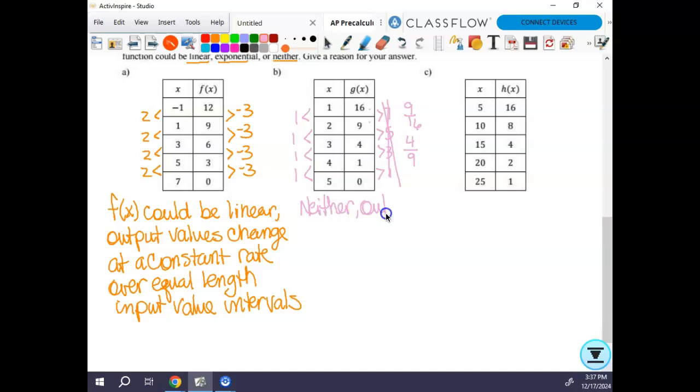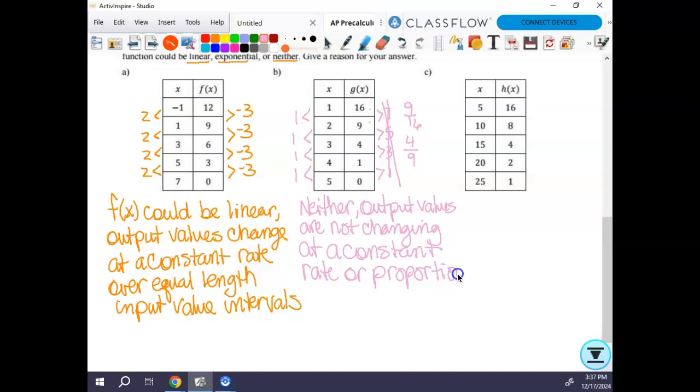I'm going to say output values are not changing at a constant rate or proportionally over equal length input value intervals.